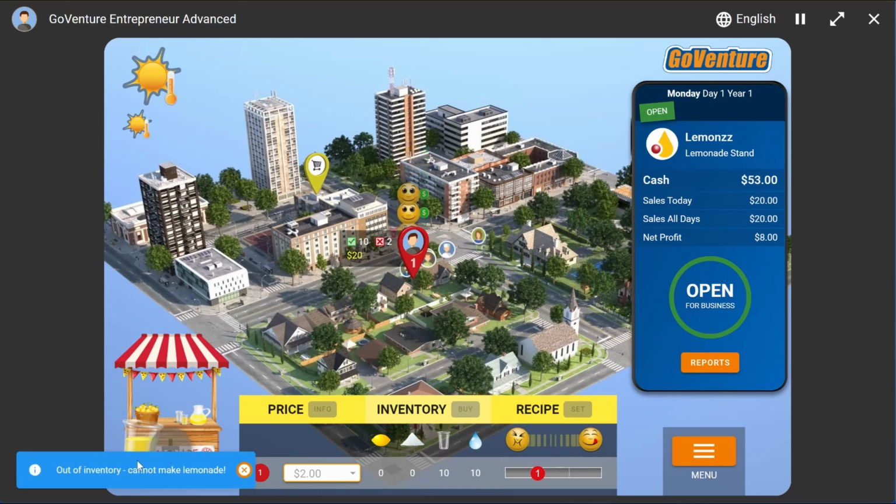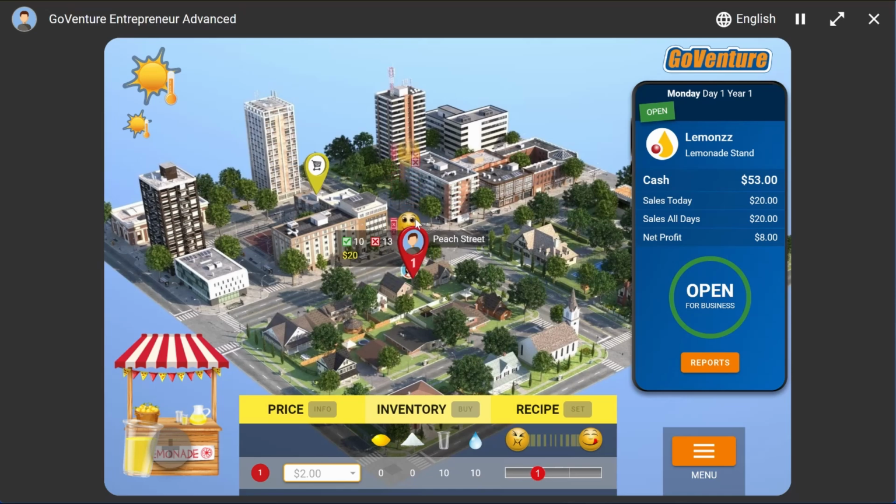Now, look at this. We've run out of inventory. And let's check out our inventory. We have 0 lemons, 0 sugar. We have cups and we have water, but we can't make lemonade without lemons and sugar. So we have run out of ingredients, run out of inventory.